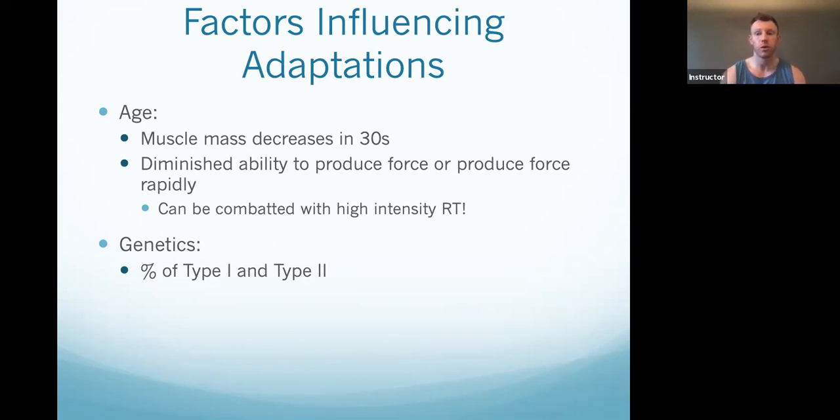But you will start to lose force. Like, it's not atypical to lose strength. It's just keeping that as high as you can, right? High intensity resistance training is very huge.